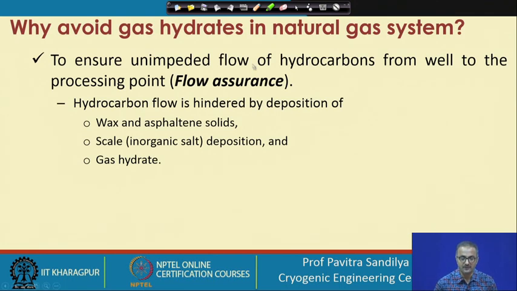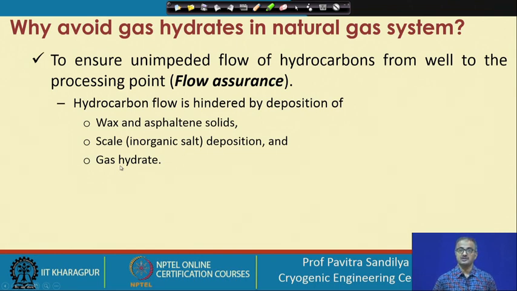Now, why are these hydrates not wanted in a natural gas system? The first reason is flow assurance. What is meant by flow assurance? By this we mean that we want to ensure an unrestricted flow of the hydrocarbons from the well to the processing point. The hydrocarbon flow gets hindered by the deposition of wax and asphaltene solids, the scaling by some inorganic salt deposition, and by the gas hydrates.